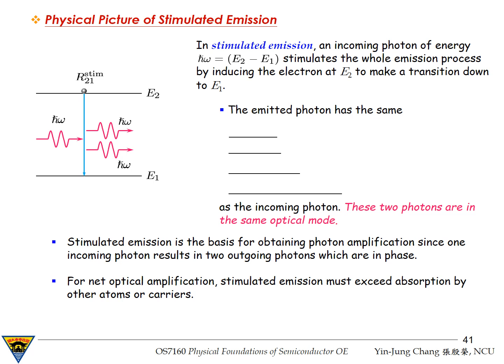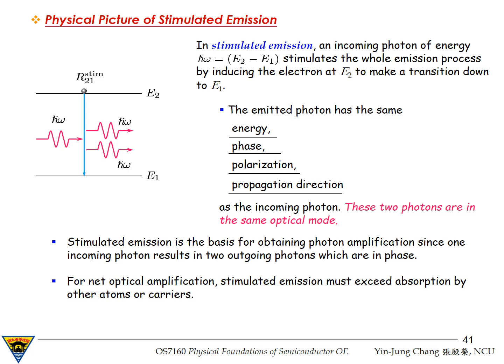When this happens, a second photon is emitted. The important point is that the emitted photon is not random. It has the same energy, phase, polarization, and propagation direction as the incoming photon. So before stimulated emission, there is one photon in the optical mode. After stimulated emission, there are two photons in the same mode. These two photons are coherent with each other.